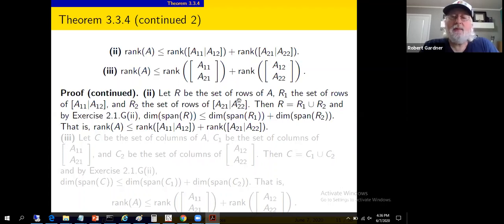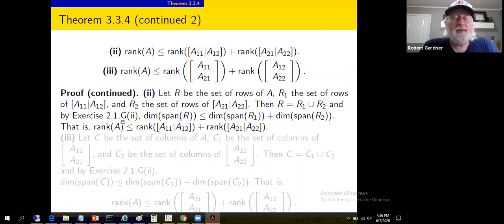Okay, let R be the rows of matrix A. Let R1 be the rows in the top part, this piece of the partition, and let R2 be the rows in the bottom part. Then R equals R1 union R2. Disjoint union, I don't know, because I don't know anything about the rows of A, other than the symbolic rank of A stuff. But we don't necessarily have these disjoint.